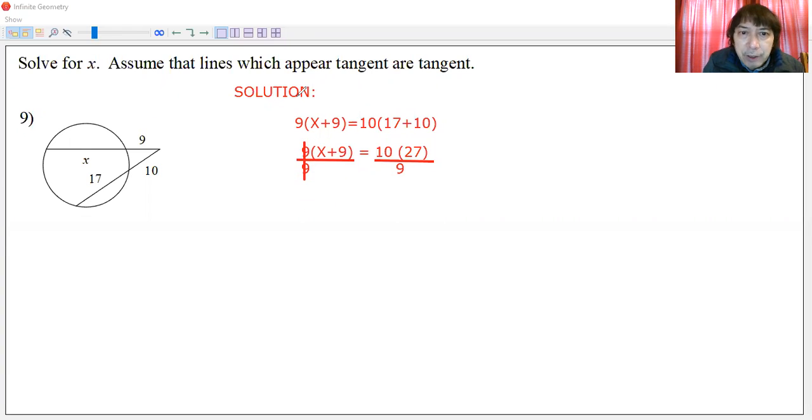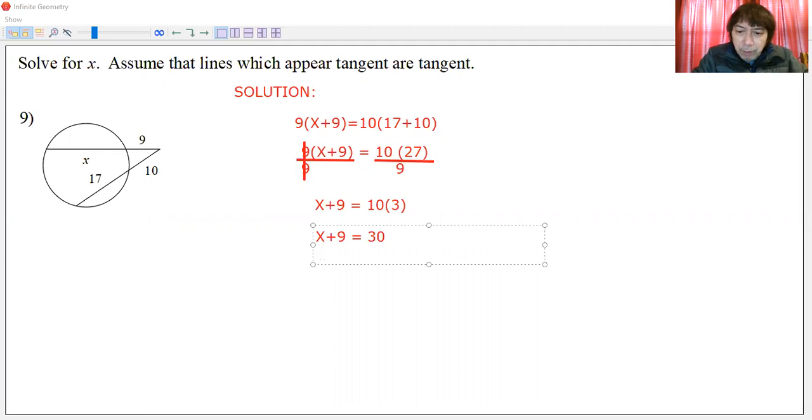And so the 9 cancels out with the 9, and we have the left side just x plus 9, which equates to 27 divided by 9, that's 3. So we have 10 times 3. Remember, the 27 cancels out with the 9, which results to 3. So this will continue with x plus 9 is equal to 30.